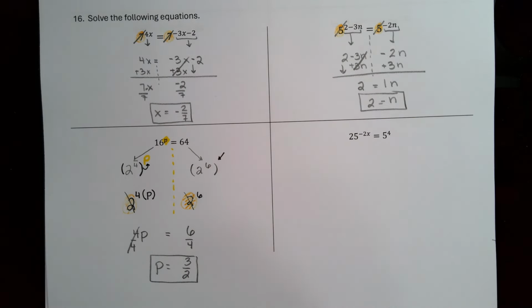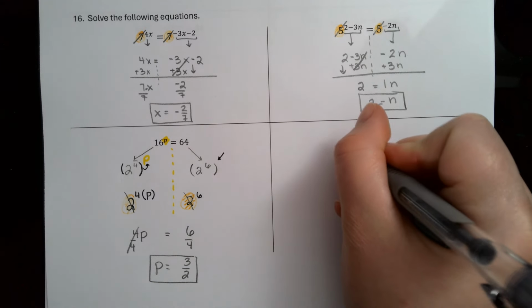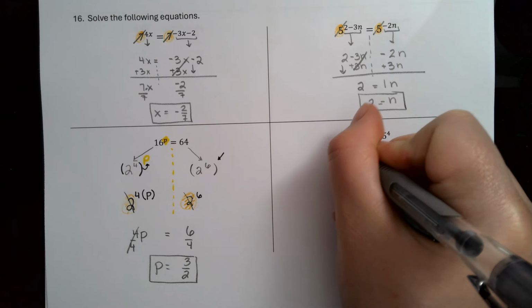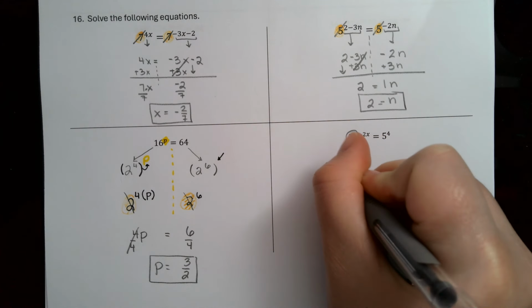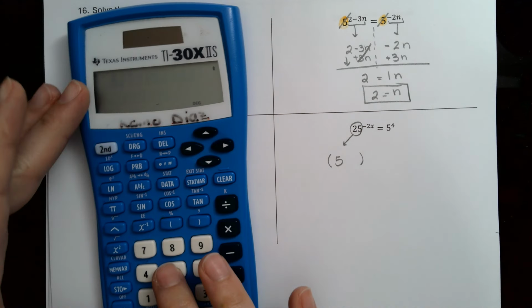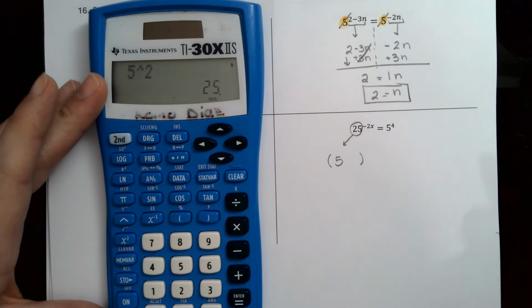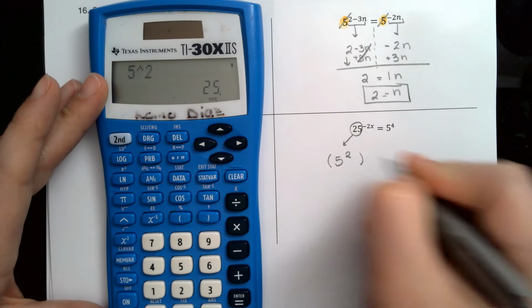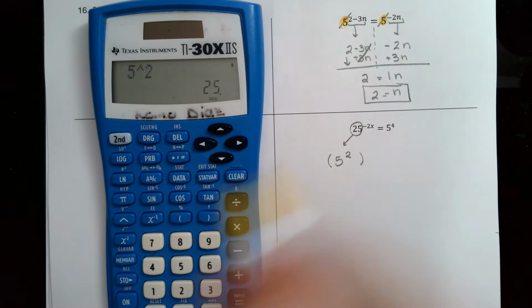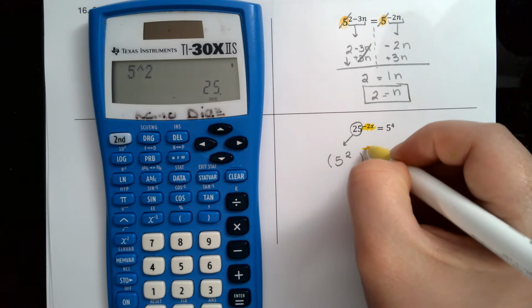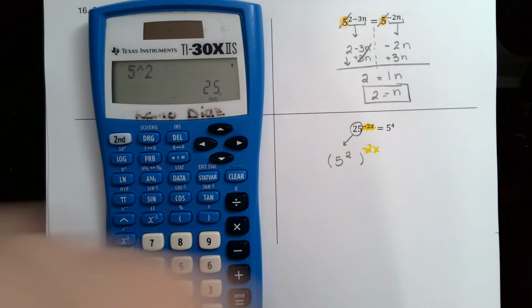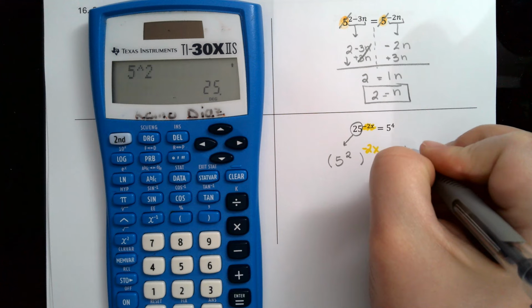Okay, moving on to the next one. Notice that again, we don't have a 1-to-1. We have 25 and 5, so we have to make sure to change the base. Now, I know that if we take 25 and change it to a base of 5, here's 5, here's squared, that does give me 25. So I'm going to change 25 into 5 squared, keeping the outside exponent of negative 2x. And here we have 5 to the 4th power.